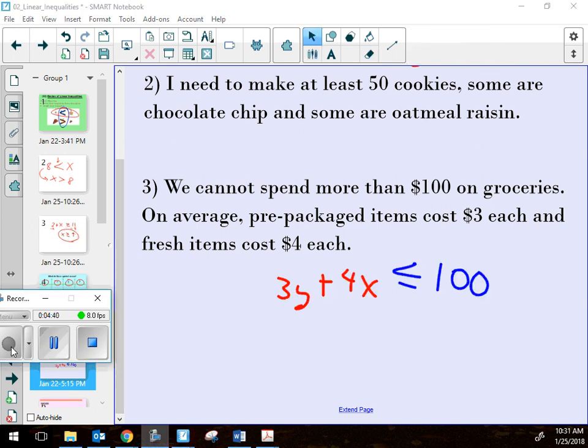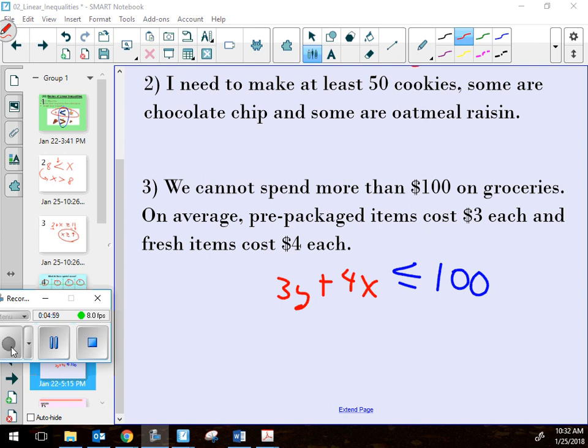Okay, so we have this answer: 3y plus 4x is less than or equal to 100. Now, some of you are probably saying, but I chose different variables. I chose q and r. Fine. Or maybe I reversed my x and y. It's fine. But really what needs to happen is you need to define your variable if you're going to do something like this.